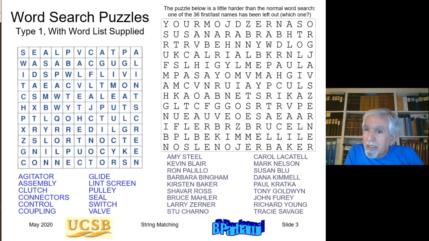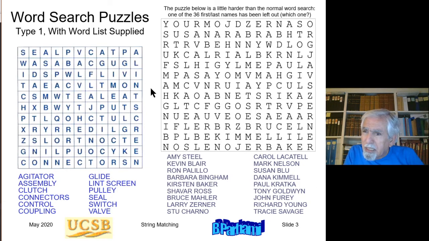Now, this puzzle on the right is a little bit more difficult in the sense that, again, we have a grid with letters. We have a bunch of words. So these are first and last names of actors. And then you're looking for first names and last names. So you're looking for Amy in this puzzle. You're looking for Steele. You're looking for Kevin and Blair and so on. So those are the things that you try to find.